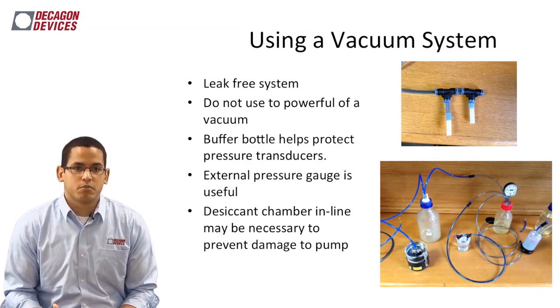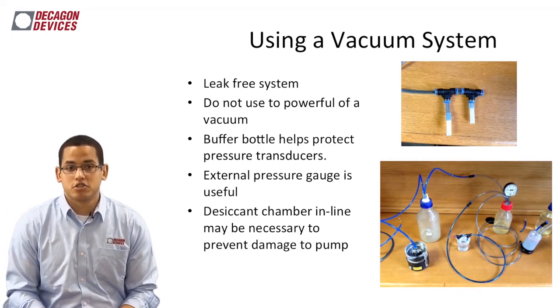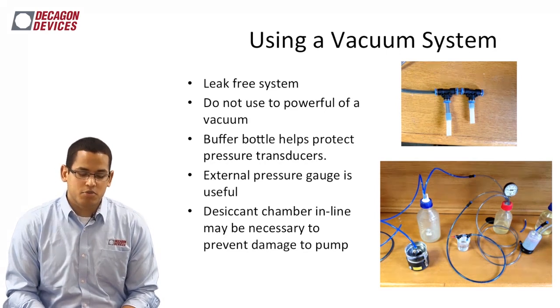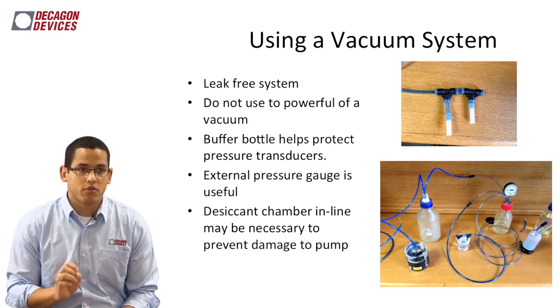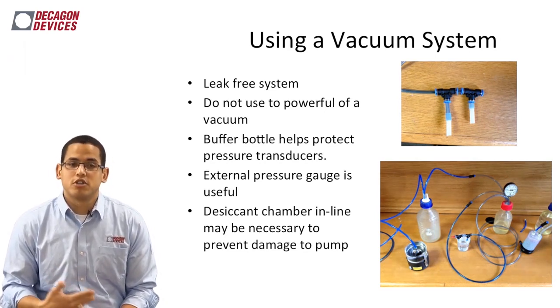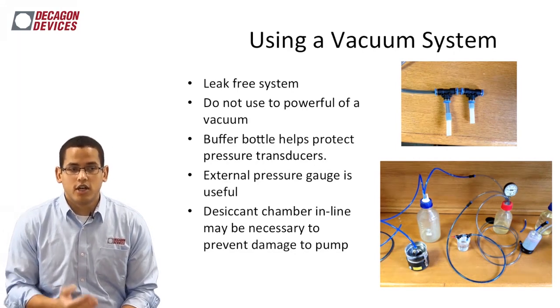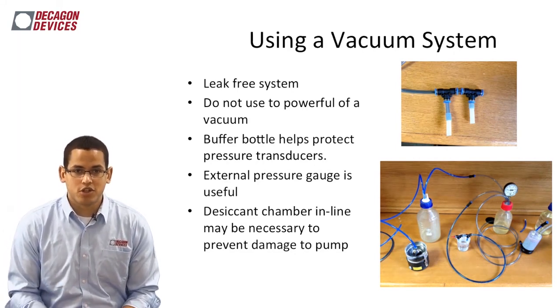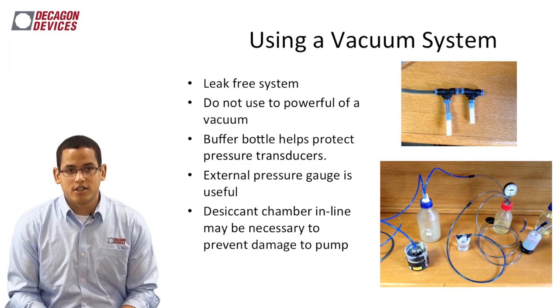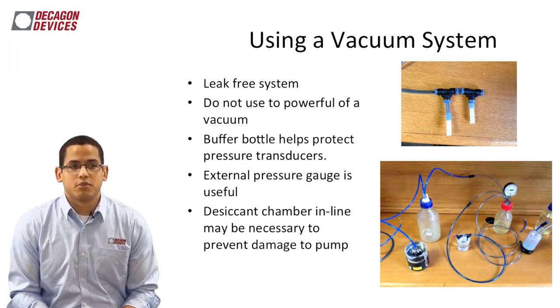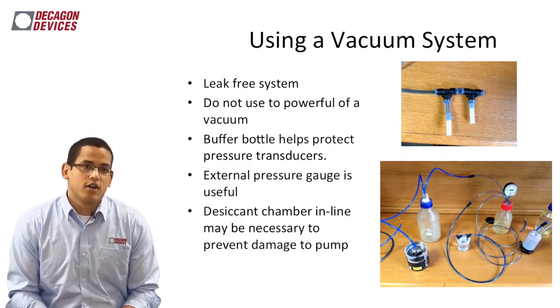What helps to protect the pressure transducers is a buffer bottle. We use a 1 liter buffer bottle. This helps protect the pressure transducers from the pulsing of the vacuum system, because vacuum systems do pulse as they're pulling a vacuum, and if it has too strong of a pulse, it can damage the pressure transducers.